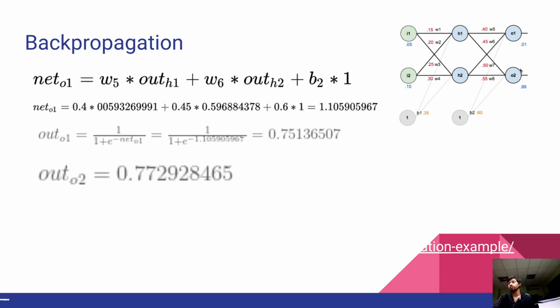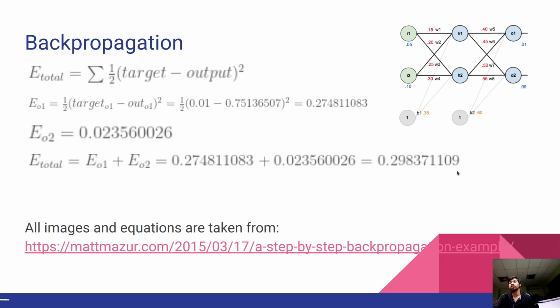After this, we got the output values here and here, but these are the labels. Ideally the output here should be 0.01, and ideally here it should be 0.99. So we have got the outputs and we have the labels, and from this we can now calculate the loss function. The loss function can be calculated by this formula: half into target minus output, whole squared.